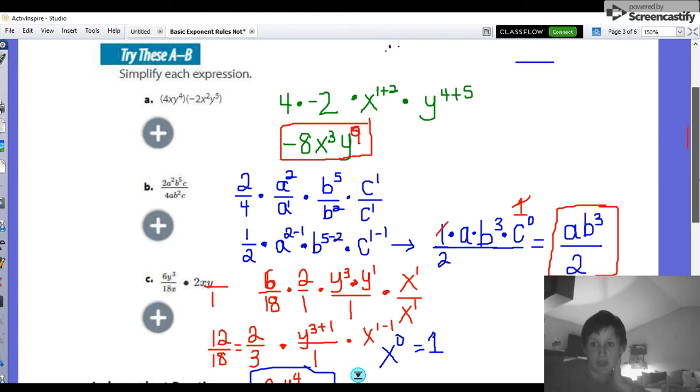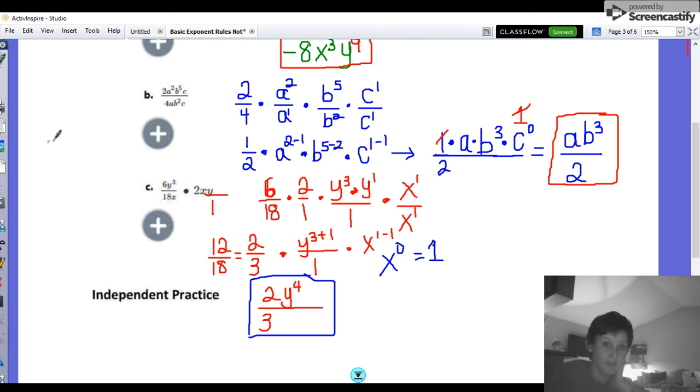And the last one, 6 over 18. And then we have, let's write this over 1, 2 over 1. So we'll multiply, we'll get 12, 6 times 2 over 18, simplifies to 2/3. Now we have y cubed and y to the first, which came from right here. And we have x in this denominator, and we have x up here in the numerator. That's why it's so important to write this as a fraction, so we can see that 1 is in the top, 1 is in the bottom, which means that we're going to have to subtract those.